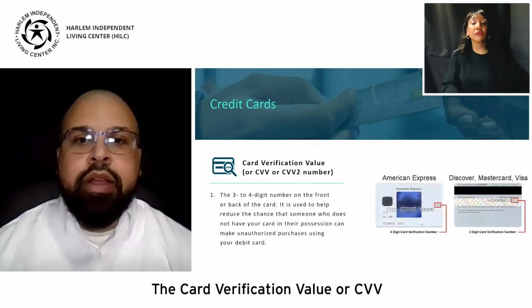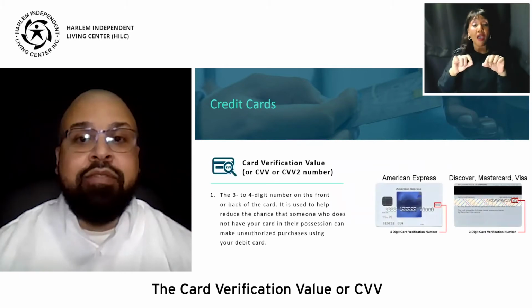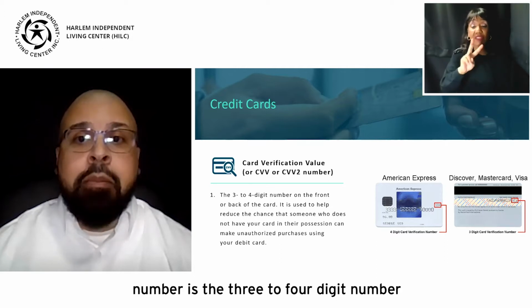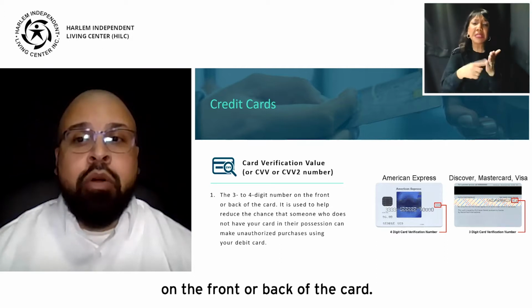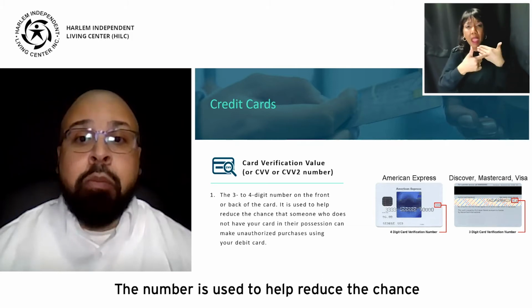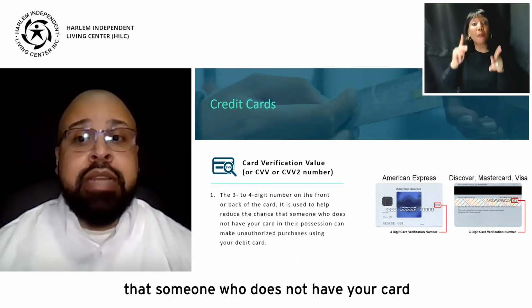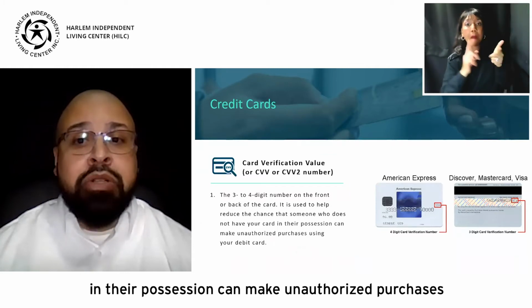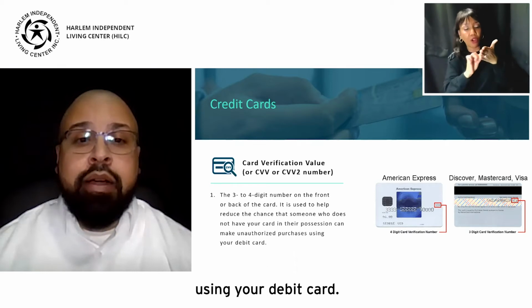The card verification value, or CVV, or CVV2, number is the 3 to 4 digit number on the front or back of the card. The number is used to help reduce the chance that someone who does not have your card in their possession can make unauthorized purchases using your debit card.